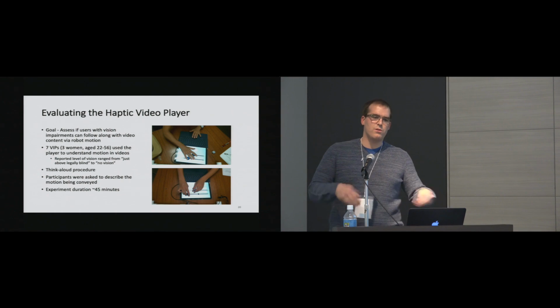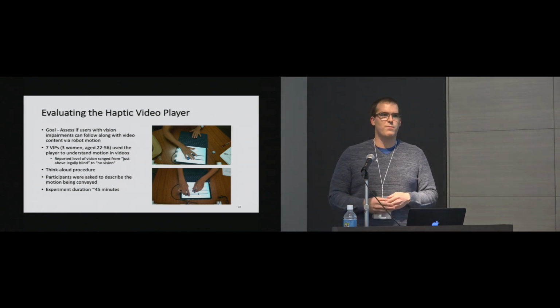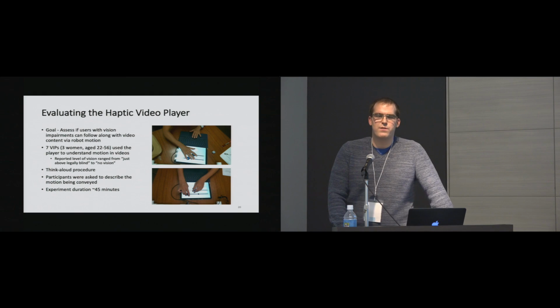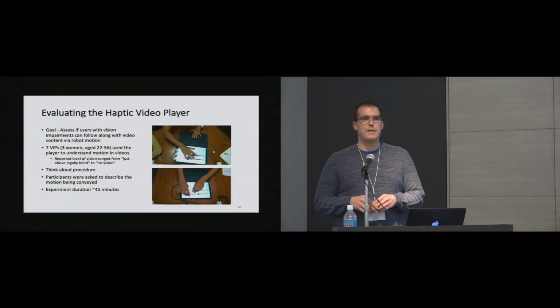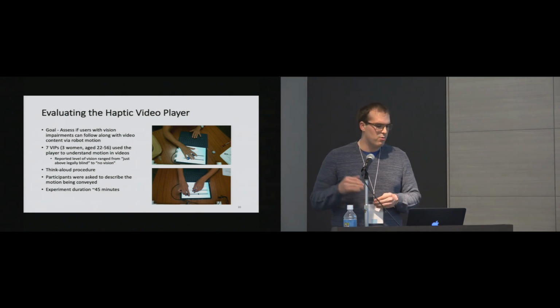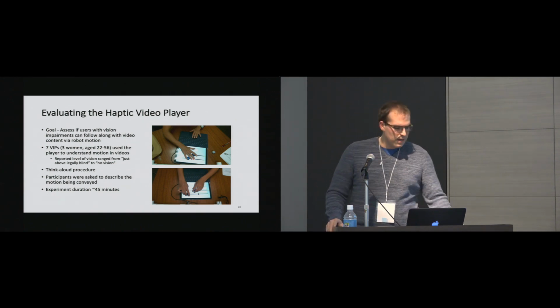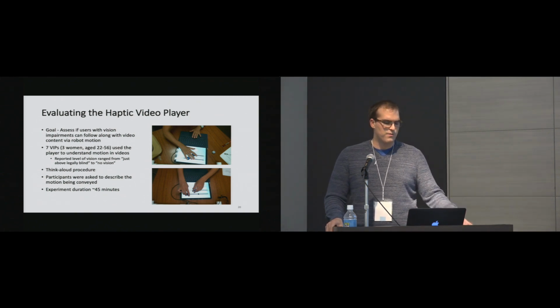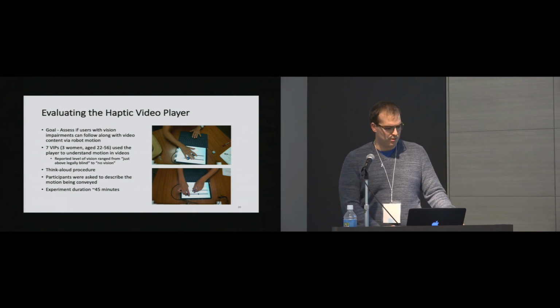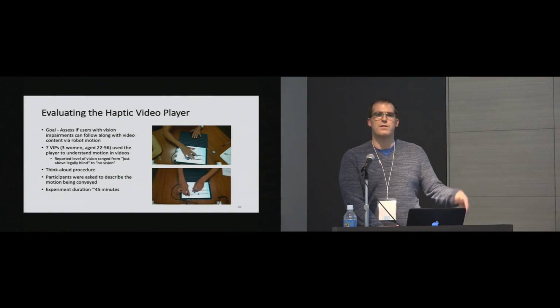So we also, in order to understand if people with vision impairments could even use this to infer structure and motion that's happening in video content, performed a user study with 7 individuals with vision impairments. And these vision impairments ranged from just above legally blind to basically complete blindness. The goal here was to see if people with vision impairments could use the player to follow along with video content via robot motion. And we employed a think aloud procedure and asked participants to characterize what was happening through spoken voice.